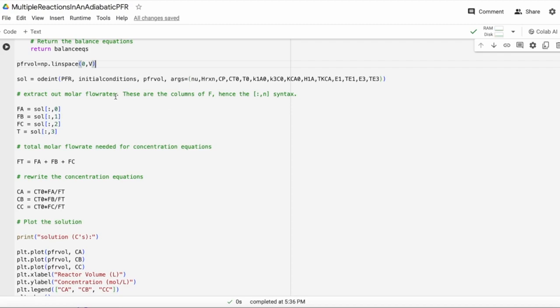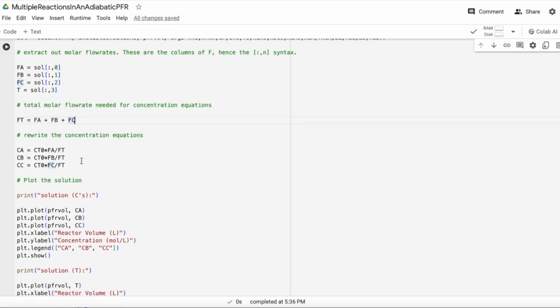Once I do that, I can extract out the information. I've called this sol. You can call it whatever you want. Normally I call it F, but since there's a temperature there, I thought that was a little misleading, so I just called it sol. I can extract the different quantities that I want from the different columns here. So this tells me that I'm going to take all of the values in column 0, all of the values in column 1, etc. I can then use that to write my total molar flow rate, which I can then use to write my concentrations. As you can see here, I forgot my temperature dependent terms down here, so I'm going to add those in.